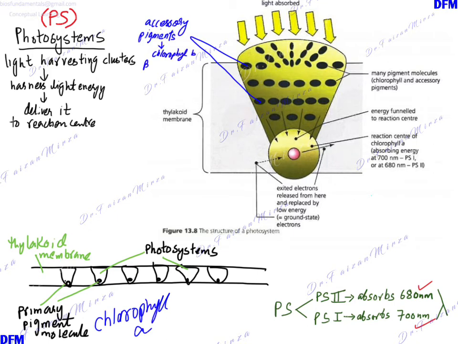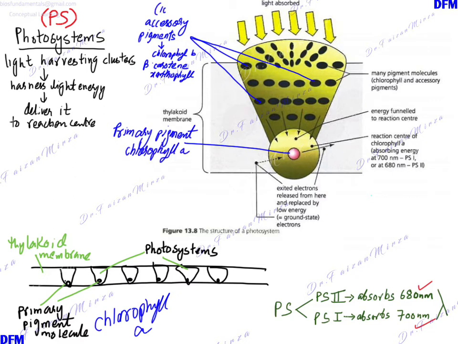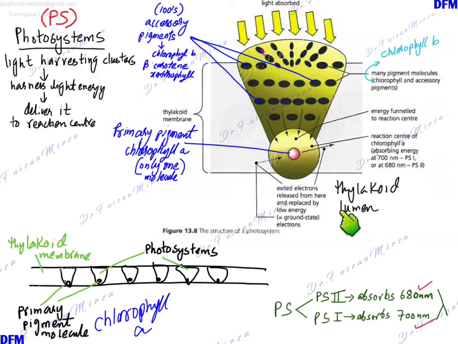And all these will be chlorophyll B, beta carotene, and xanthophyll, and they just deliver the light energy to the primary pigment, which is the reaction center, and that will be only one molecule as compared to the hundreds of accessory pigment molecules present here. And we know that just beneath this region will be the thylakoid space, the thylakoid lumen, and above the photosystem you will have the stroma. This is how the light energy is funneled to the reaction center.